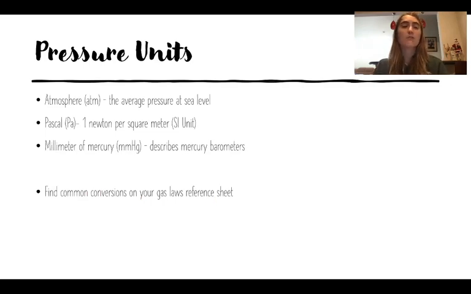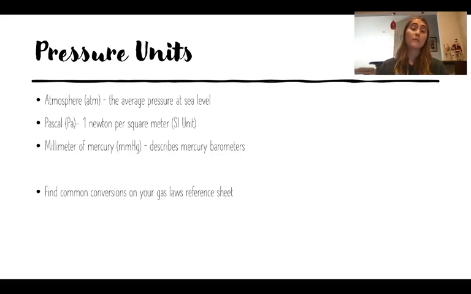We also have to understand pressure units. So pressure is measured in 3 ways: ATMs, PAs, and mmHgs. That's atmospheres, pascals, and millimeters of mercury. Atmospheres is the average pressure at sea level. A pascal refers to 1 Newton per square meter. This is the SI unit. And then a millimeter of mercury comes from mercury barometers, and barometers measure pressure.